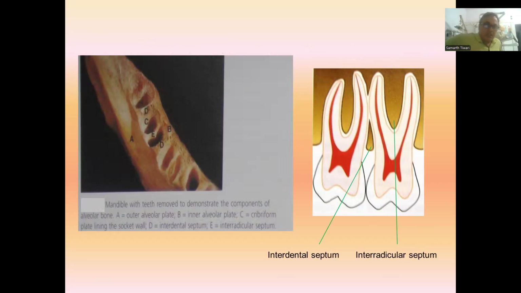Here you can see in this diagram a mandible with teeth removed to demonstrate components of alveolar bone. A demonstrates outer alveolar plate, B inner alveolar plate, C cribriform plate lining the socket wall, D interdental septum, and E interradicular septum.